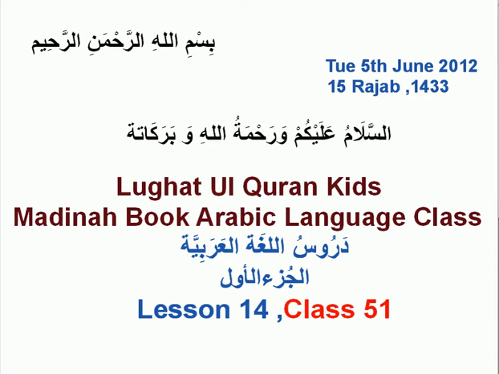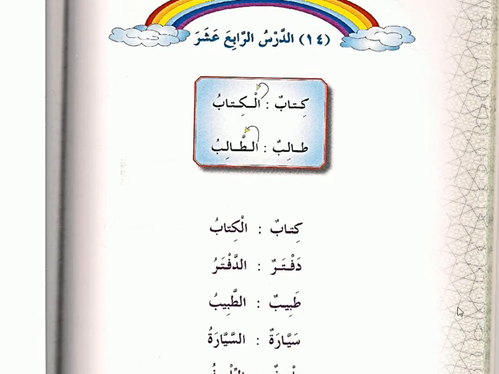This was lesson 14, Ad-Dars al-Rabi'a Ashar. And this is a good review. It's a very easy lesson. It was about the moon and sun letters. Do you guys remember what they were? Good, the moon letters and the sun letters.